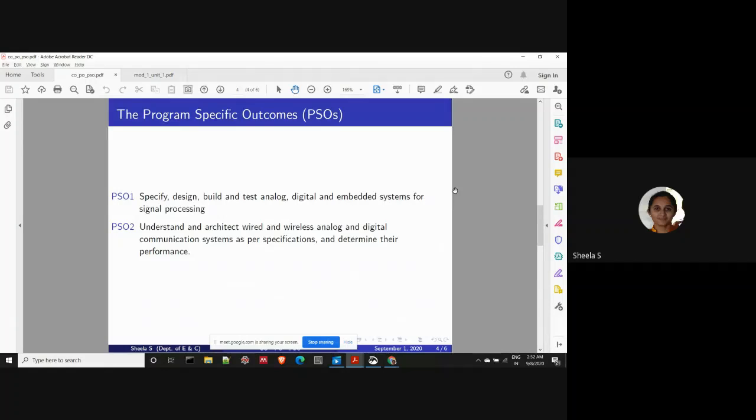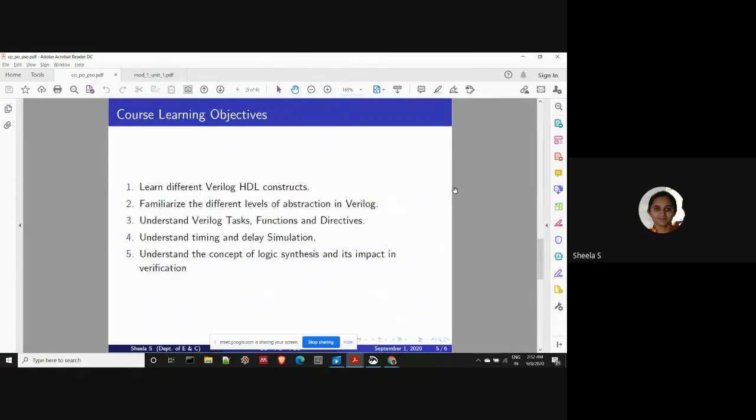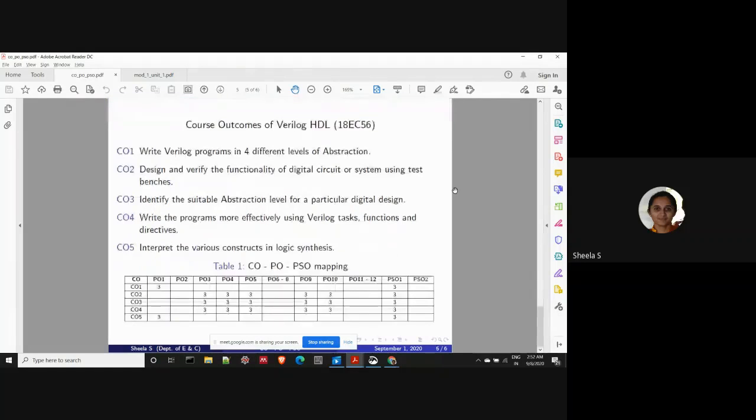Okay, so now let us see how our course outcomes are going to map to these program outcomes. Regarding course learning objective, we discussed in the last class only. What is the objective of this course? So in our course, we redesigned some course outcomes. In the syllabus there are around 6 course outcomes, and here we have reduced it to 5 outcomes.